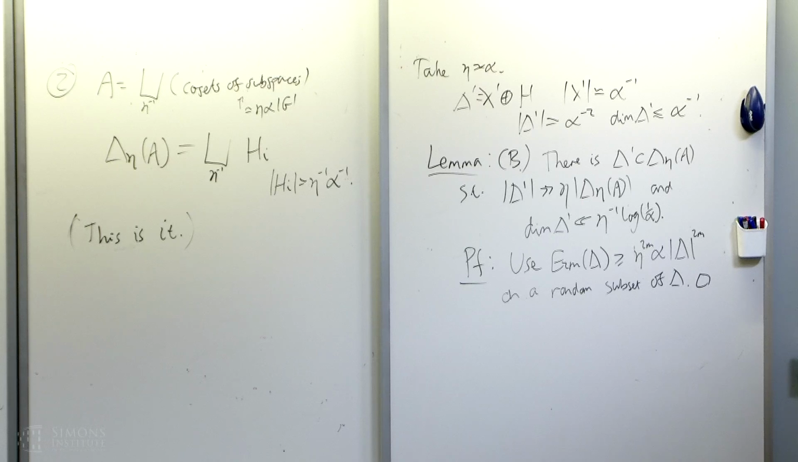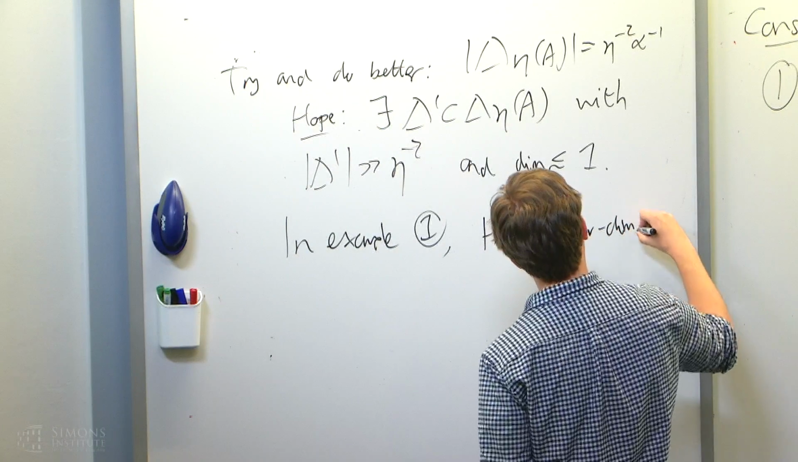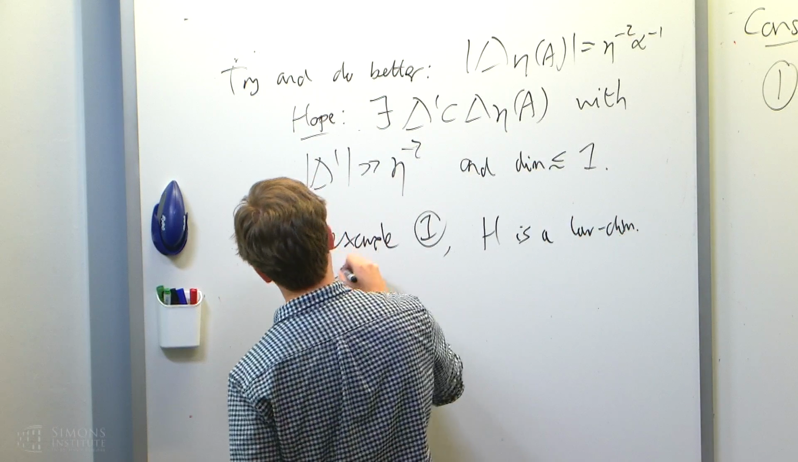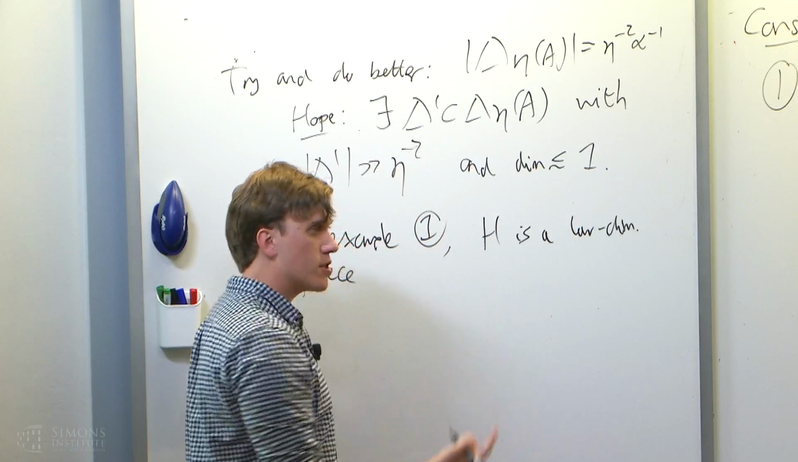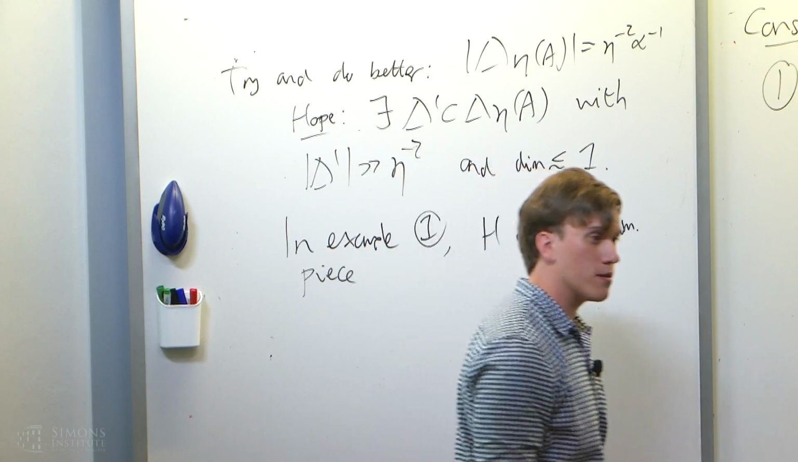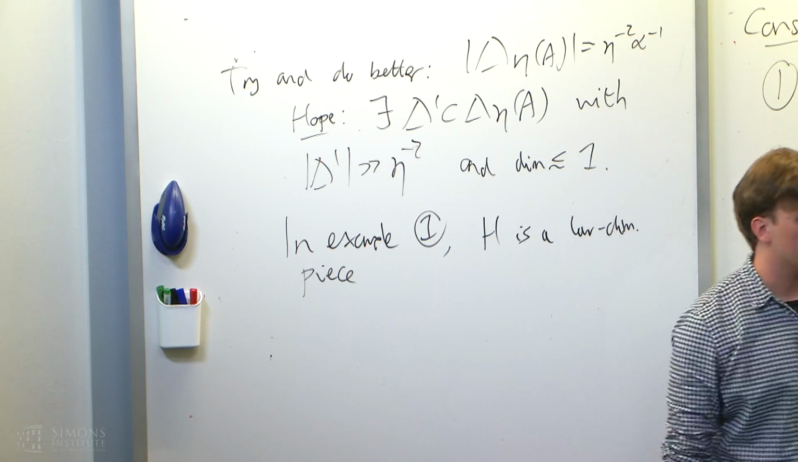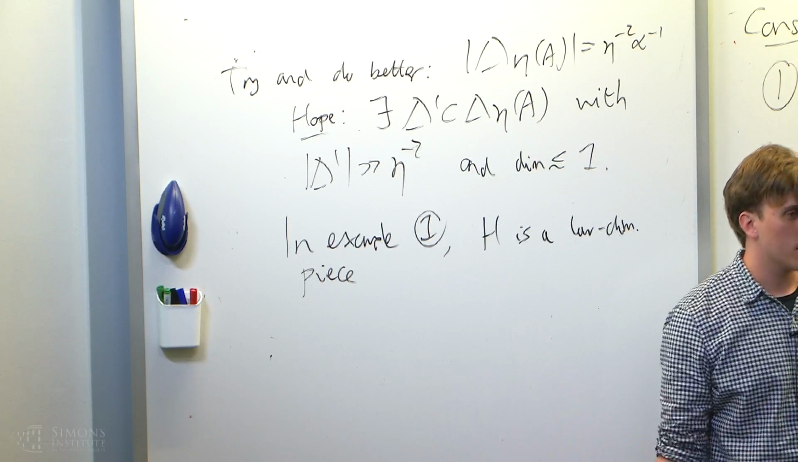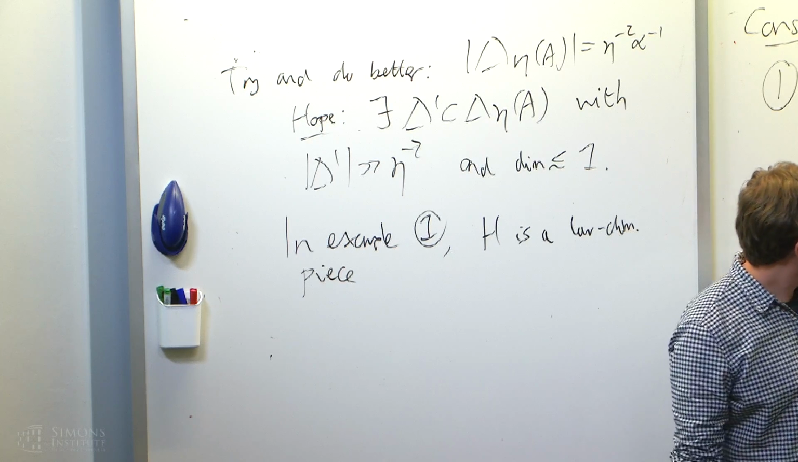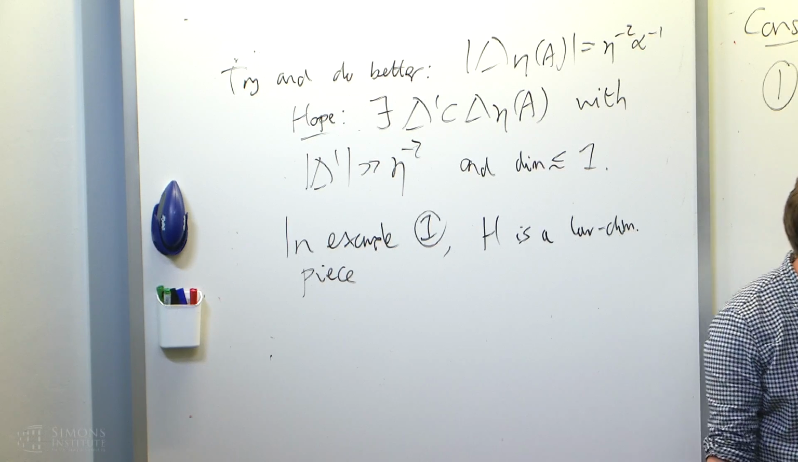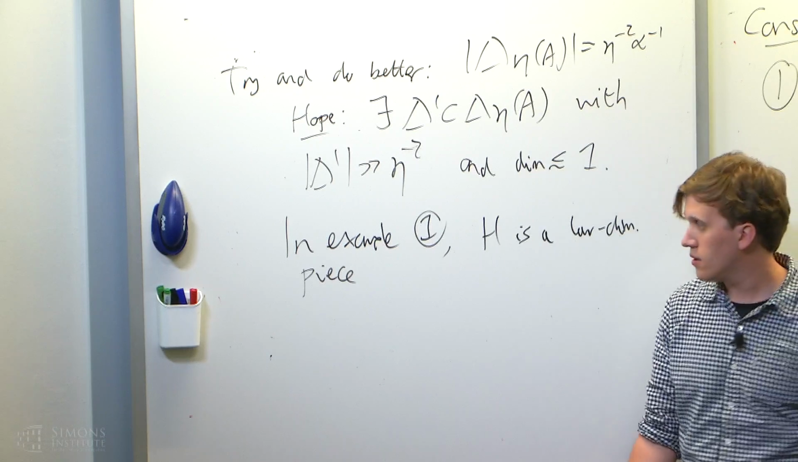So in example 1, H is a low-dimensional piece. Right? So it certainly fulfills that. The problem is it's too small as a subset of my eta spectrum. But in fact, of course, it's not a subset of the eta spectrum of this set. In fact, it's a subset of the constant level spectrum of this set, because it's just trivial. For this construction of A, all the characters inside H give me a maximal Fourier coefficient.